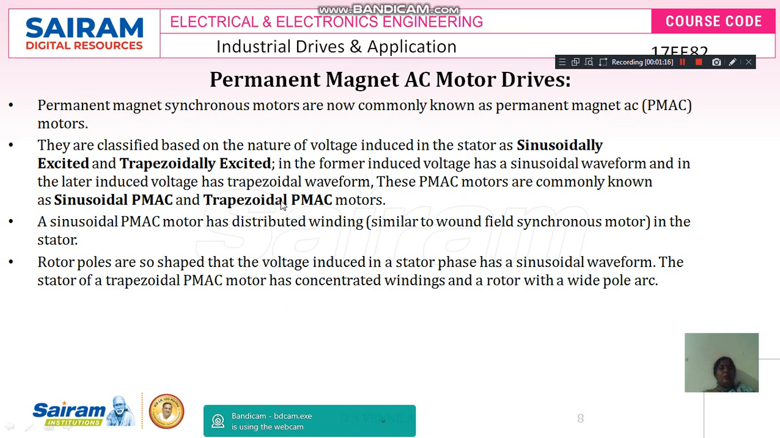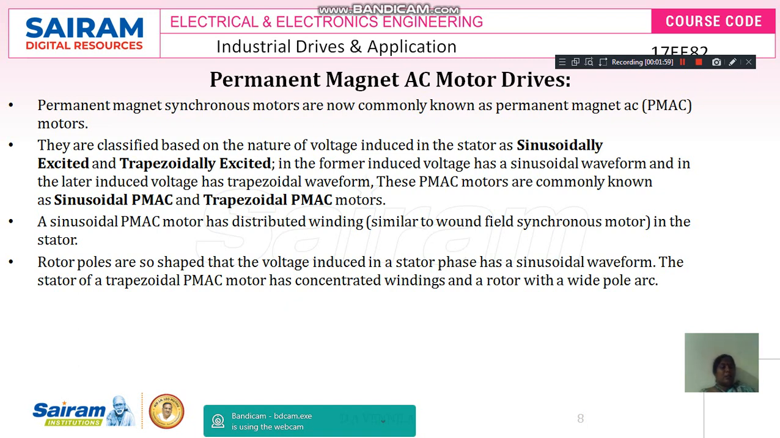If the induced voltage in the stator is a sinusoidal waveform, then we call it a sinusoidal permanent magnet AC motor. If the induced voltage in the stator is a trapezoidal waveform, then we call it a trapezoidal permanent magnet AC motor. And in the permanent magnet synchronous motor, the DC field winding in the rotor is replaced by a permanent magnet.